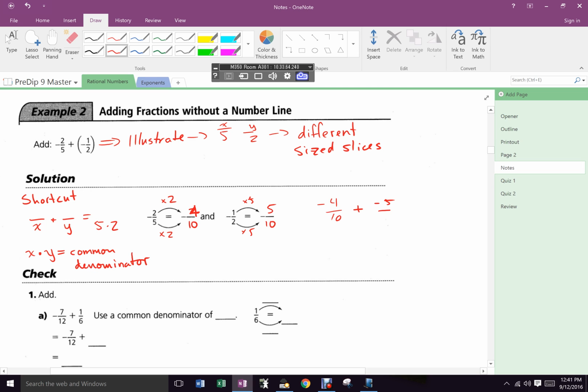plus negative 5/10. Now, in grade 4, 5, 6, 7, 8, 9, that's cool. It's no problem. After grade 9, we don't want to write it this way because it's cumbersome and math should be pretty. So once we have a common denominator, we no longer write it this way. How do we write it? Does anybody know? How would I write this instead of two separate fractions? I make it one denominator over 10, and I put my numerators on the top. Okay? That's what I want to see. Negative 9/10.